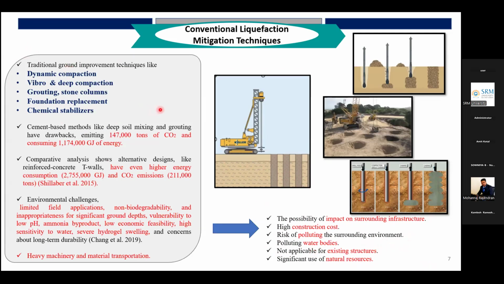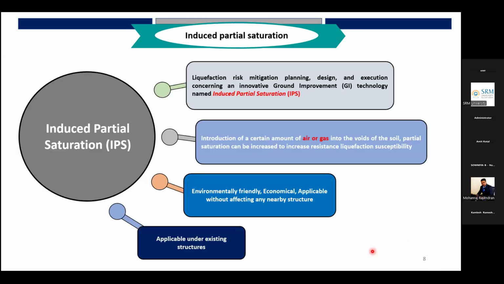So we need to look into a method which will try to minimize all these aspects, and the method is supposed to be useful for existing structures. The one which could minimize the environmental issues, the impact on the existing structure, and vibration-induced problems for nearby structures close to the construction premises area. The one which is called induced partial saturation.